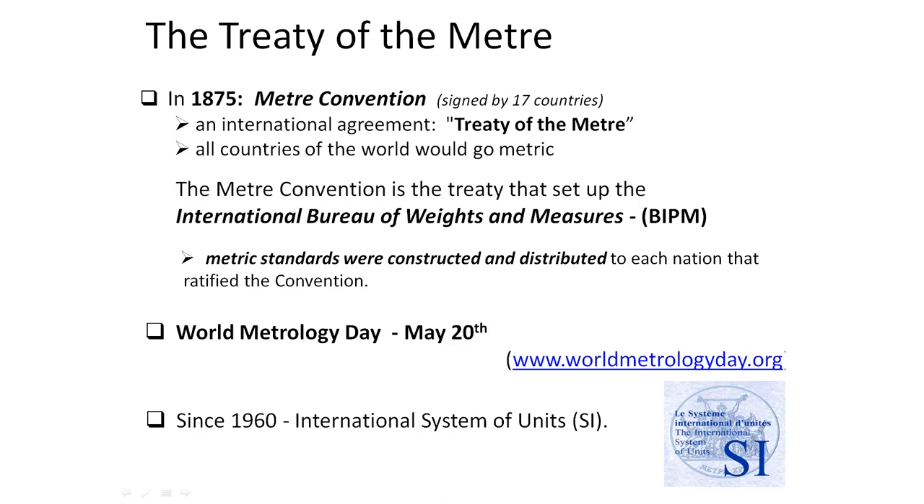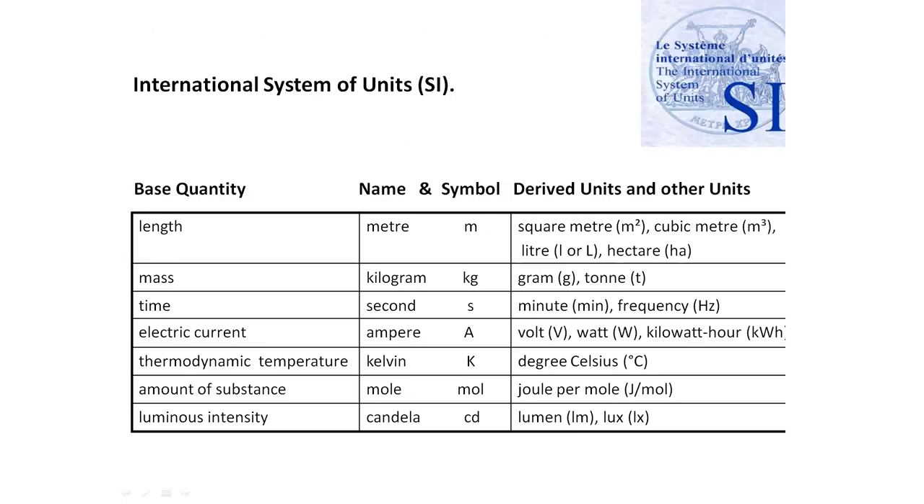Many decades later, there was a revision made, and these units became known as the International System of Units. And you have these units, the base units: length, mass, time, etc. Some of which you may not use. And then you have the derived units, like the square meter and the cubic meter. So these are the base units.